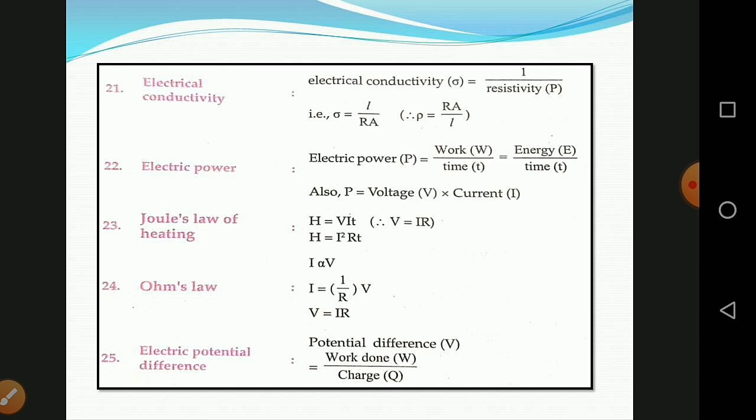And the next one is Joule's law of heating. H is equal to I square RT, or as well as H is equal to VIT. According to Ohm's law, I is equal to 1 by R into V, so V is equal to IR. Then the electric potential difference: potential difference V is equal to work done by charge, V is equal to W by Q.